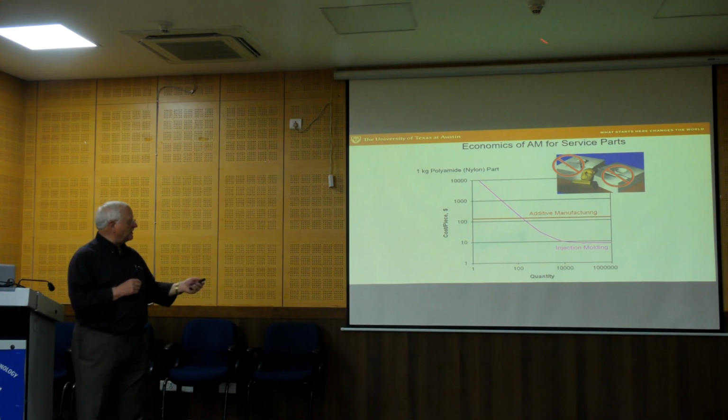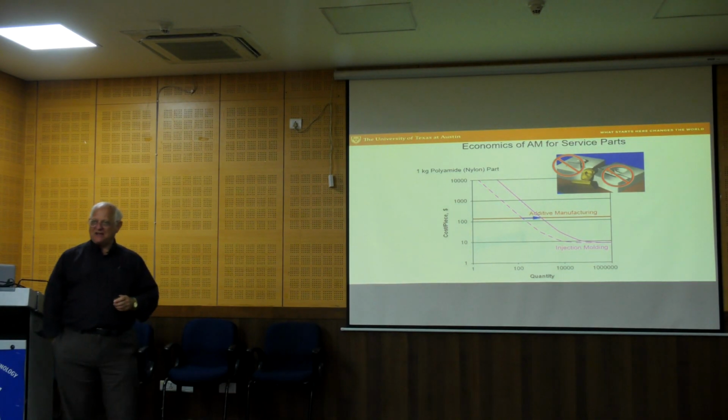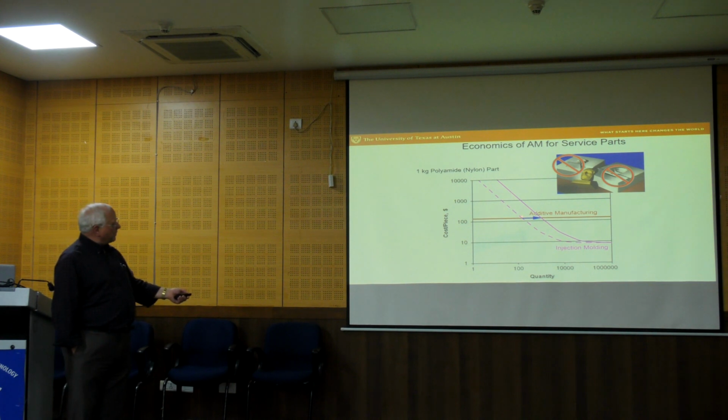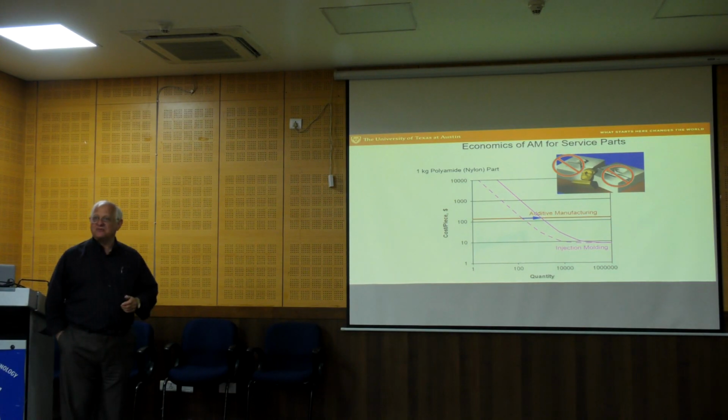And so what that's going to do is drive this curve upwards. And when it does that, what we get is something that looks like this. What we see is that as this curve goes up due to the increased tool cost, my break-even point moves out to a larger number.